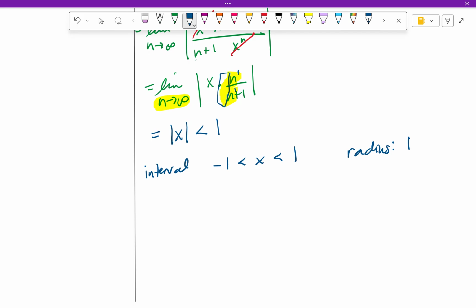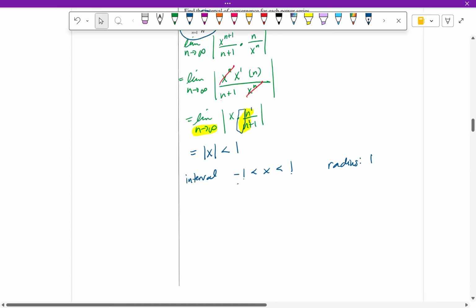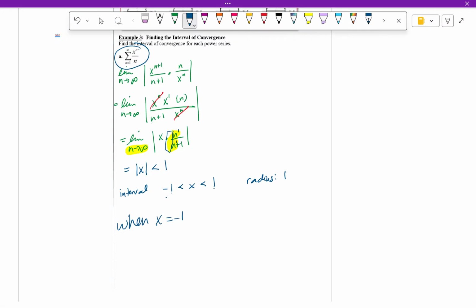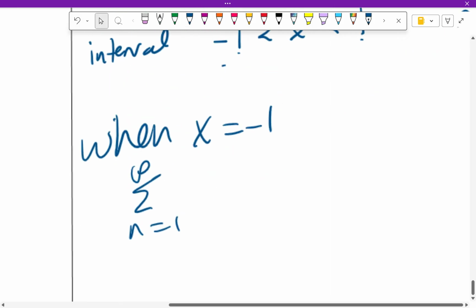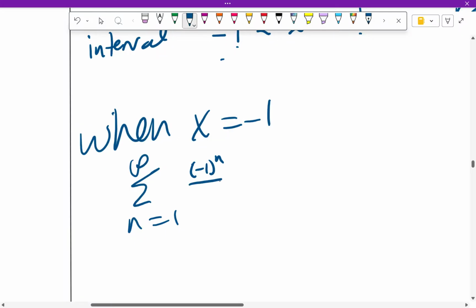One of them might be included. They might not be included. Who knows? So what I'm going to do now is put these endpoints into my original series and do all my series tests on them, and determine if it converges or diverges at the endpoint. So I am going to look at when x equals -1. So I'm going to put -1 into our series here. So it'd be the sum as n equals 1 to infinity, I'm going to zoom back in, of -1 to the n over n.